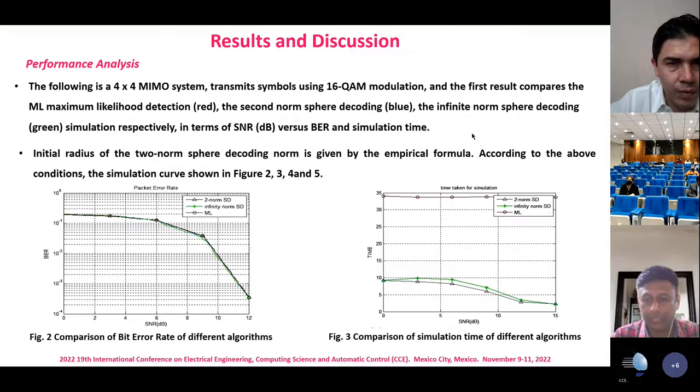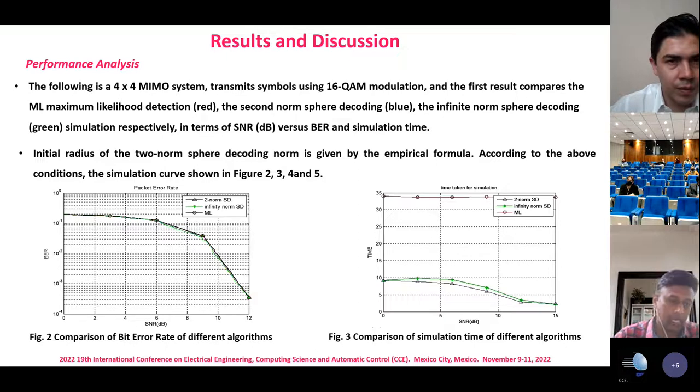If you see the comparison of simulation time in Figure 3, the maximum likelihood algorithm is taking more time, around 35 microseconds, whereas for the same 10 or 15 dB SNR, the infinite norm SD is taking very little, and two norm SD is also taking less, whereas the maximum likelihood algorithm simulation time is very high.